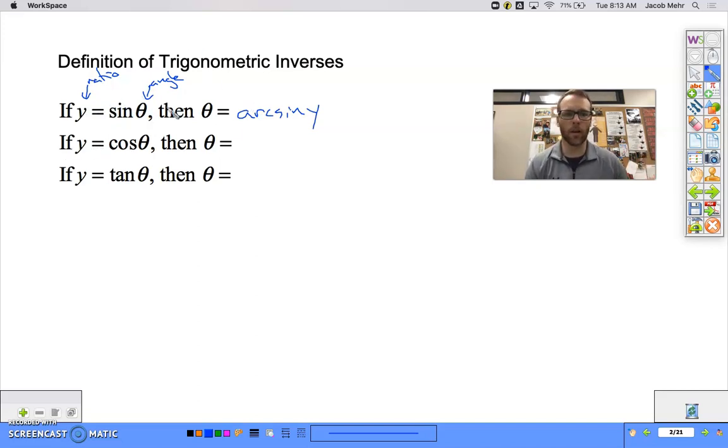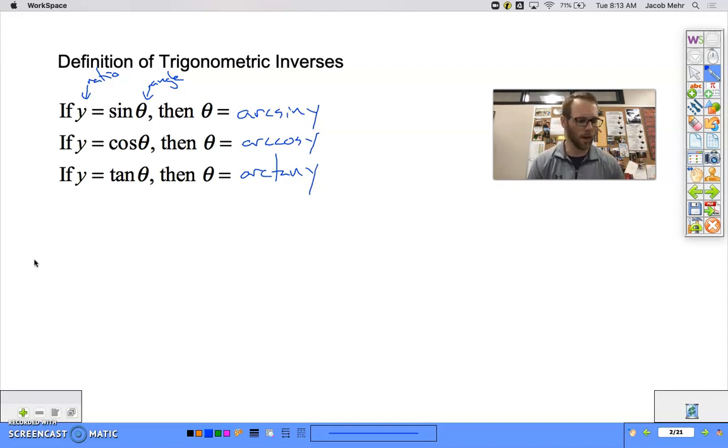We would define arc cosine and arctangent similarly. If y equals the cosine of theta, then theta equals the arc cosine of y. If y equals the tangent of theta, then theta equals the arc tangent of y.